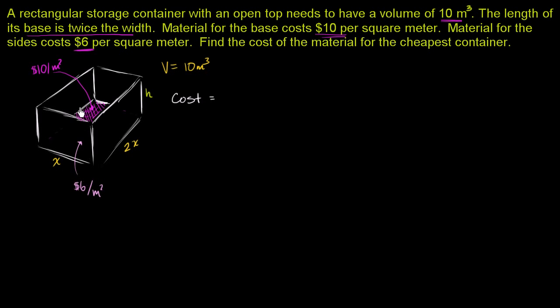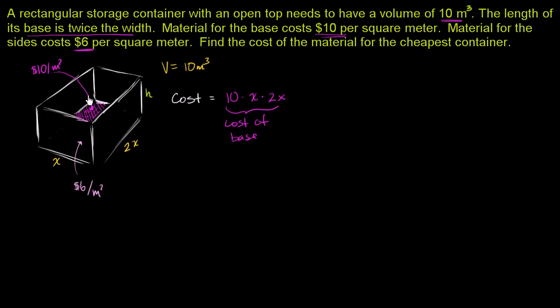is going to be equal to the cost of the base. Well, the cost of the base is going to be 10 times the area of the base. Well, what's the area of the base? It's going to be the width times the length. So 10 times x times 2x. That is the cost of the base. And now what's going to be the cost of the sides?